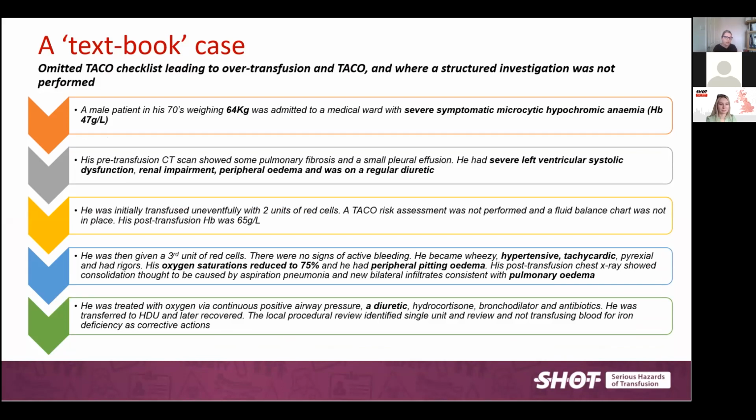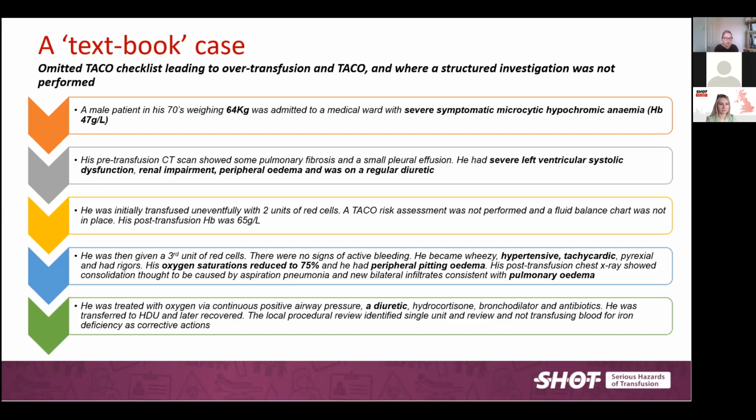So this patient was in his 70s, weighing 64 kilos, with severe iron deficiency anemia, hemoglobin 47. Pre-transfusion CT scan showed pulmonary fibrosis and a small pleural effusion. He had severe heart failure, renal impairment, peripheral edema, and was on a regular diuretic. He had a lot of risk factors for TACO, in other words. He was given 2 units. A TACO risk assessment was not performed, no fluid balance chart.